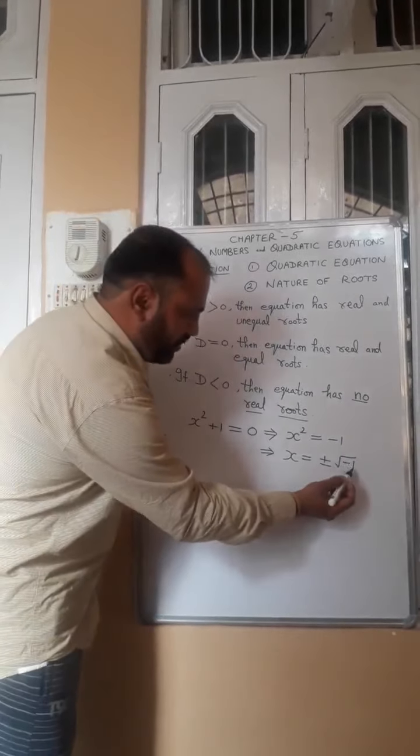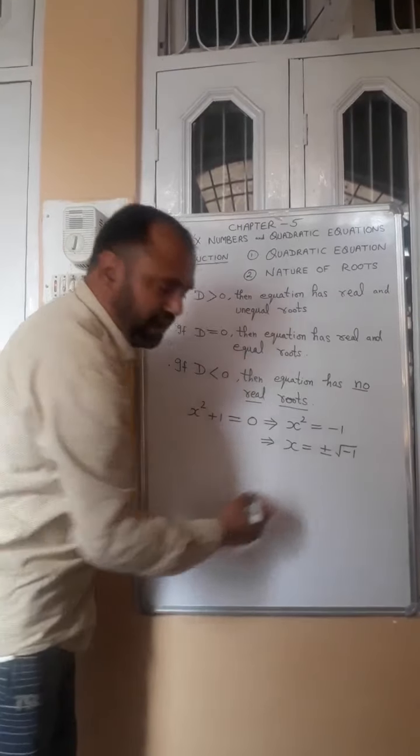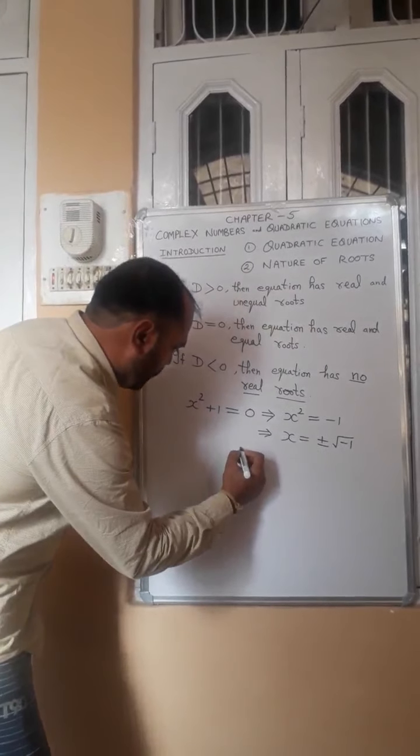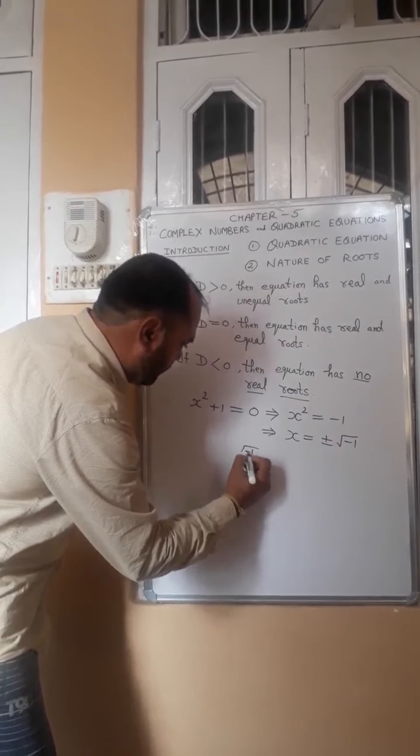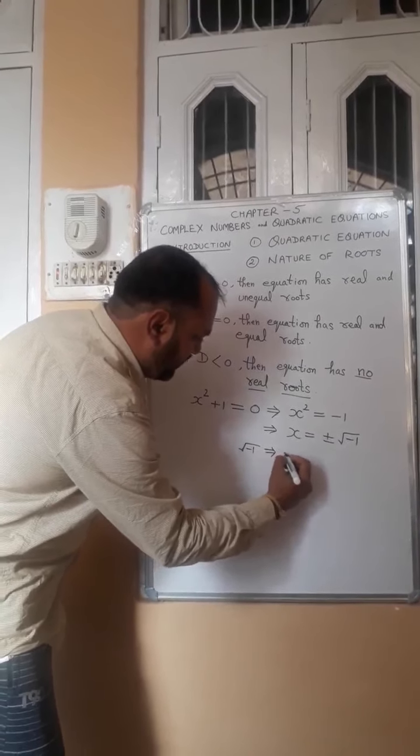Now this is square root of minus 1. The mathematician gave this the name iota. So this square root of minus 1 is named as iota, IOTA. It is represented by i, right? Therefore the values of x are plus minus iota.